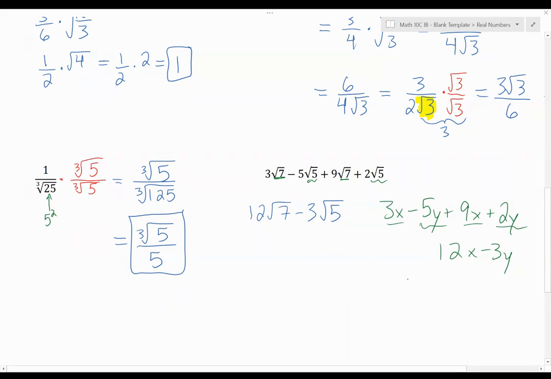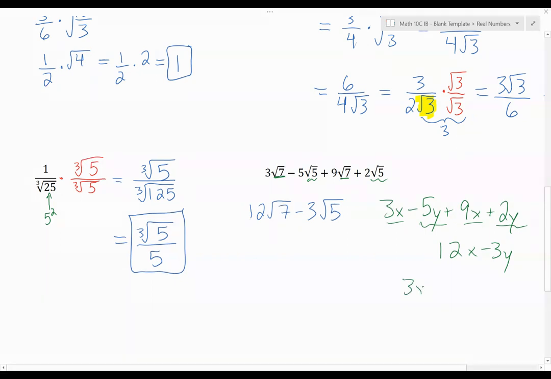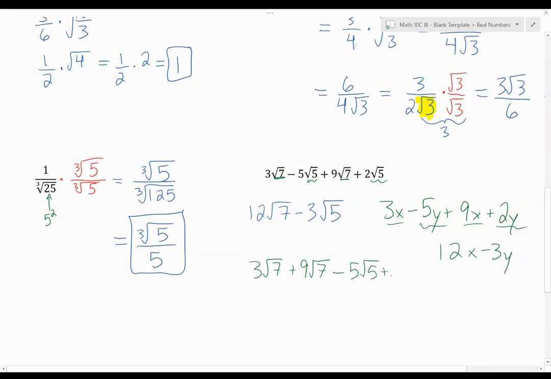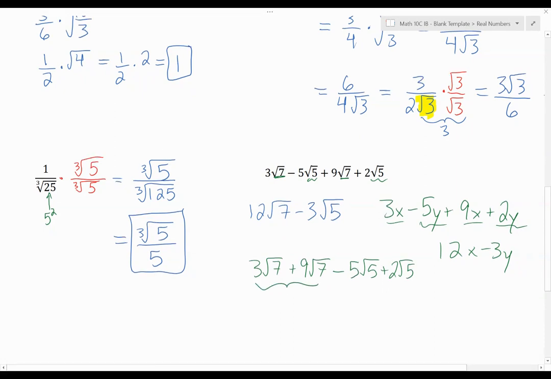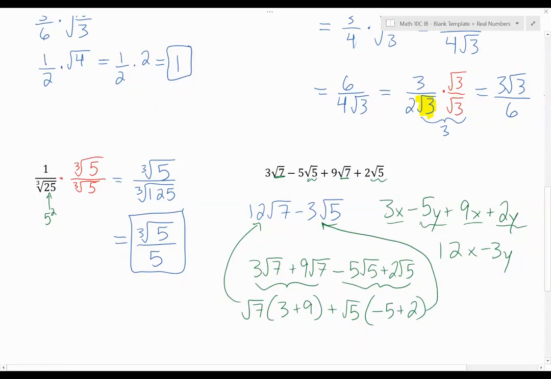So just to kind of show the steps here, I'll do it with the radicals. So if I treated this as 3 root 7 plus 9 root 7, so just changing the order, minus 5 root 5 plus 2 root 5. These two terms have a common factor of root 7 times 3 plus 9. That is where the 12, because 3 plus 9 is 12, times root 7 comes from. And these two have a common factor of root 5 times negative 5 plus 2. And that is where the minus 3 root 5 comes from.